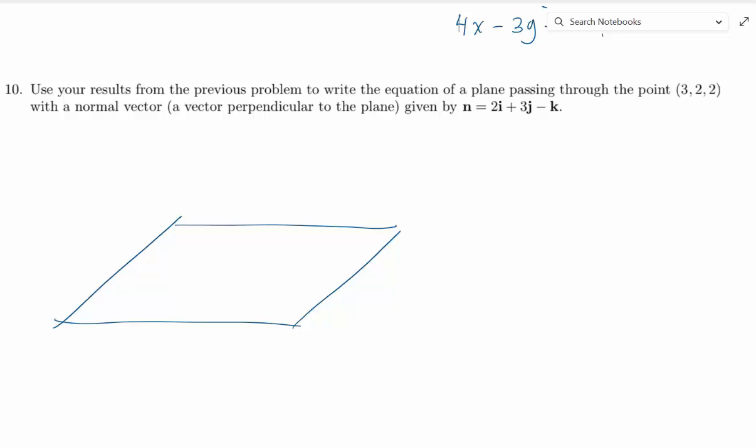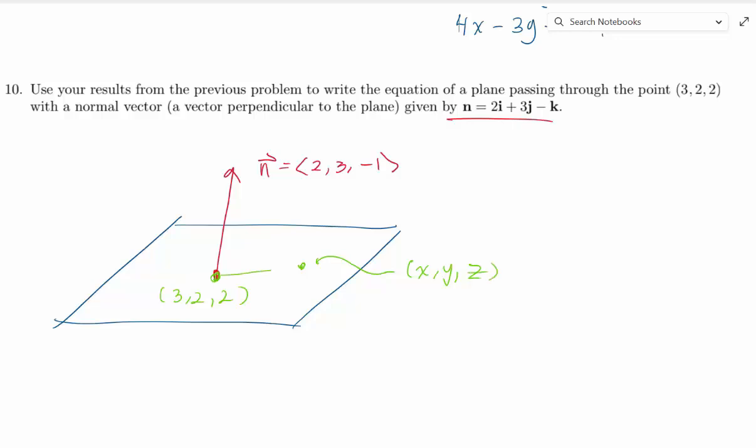So if I have a plane and I know the normal vector, which is given here as (2, 3, -1), and I know a point, which is (3, 2, 2). And here's another point on the plane. So this is x, y, z, just some random point that's on the plane. I can write this vector, which is (x minus 3, y minus 2, z minus 2). If I take that vector and I dot it with the normal vector, set it equal to 0, that will give me the equation of the plane that contains the point and has that normal vector.